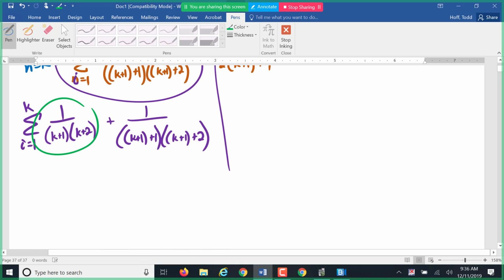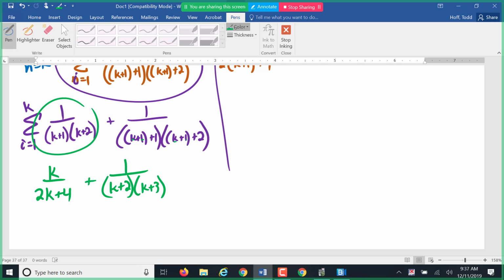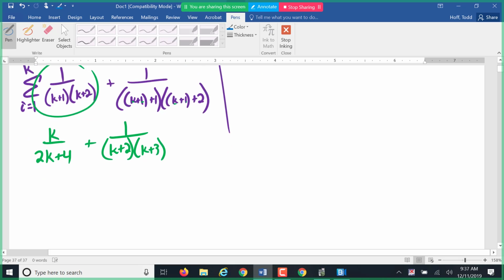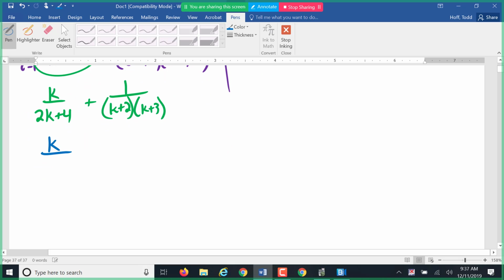So the summation up to k is k over 2k plus 4. On this side, we'll do some math. k plus 1 is k plus 2. k plus 1 plus 2 is k plus 3. To do some combining here on the first part, k over 2k plus 4, I'm going to do some factoring in that denominator. I'm going to factor out a 2 to get 2 times k plus 2. Plus 1 over k plus 2 times k plus 3.